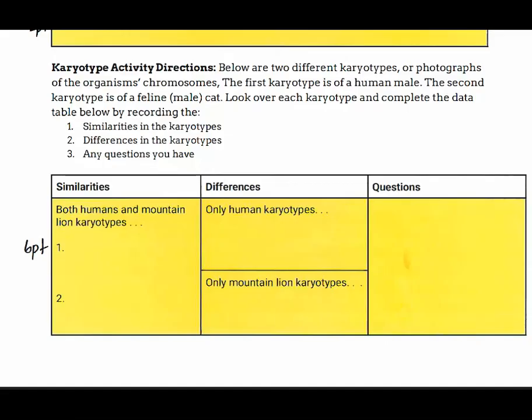All right. Differences. So the differences: only human has 23 pairs. I don't know why it won't let me move it. The cat has 19 pairs. Okay. And then some questions that we might have.